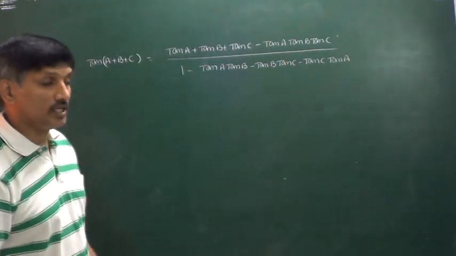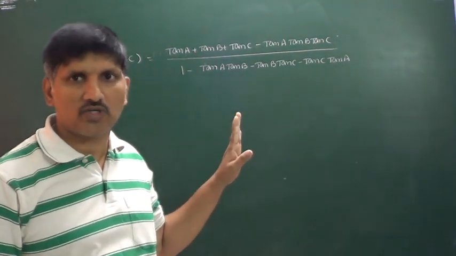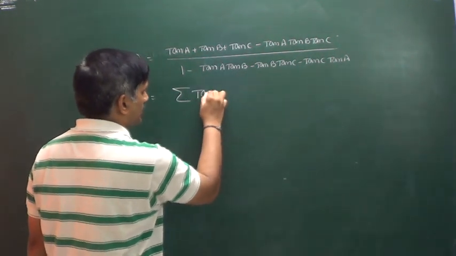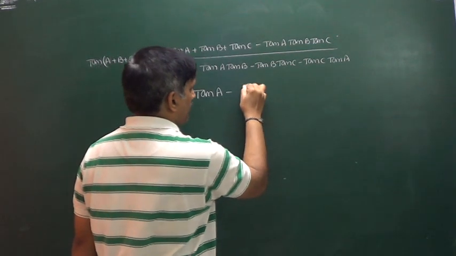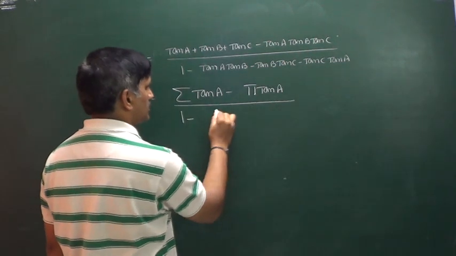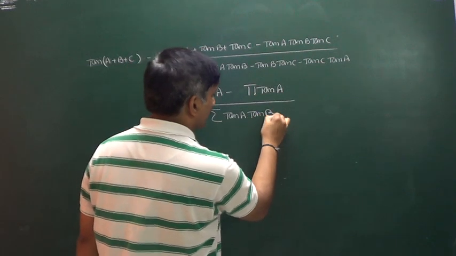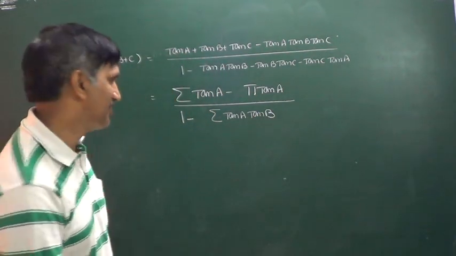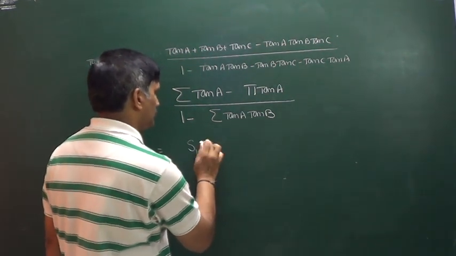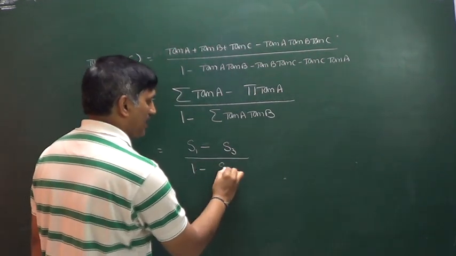Like that we can write. The same way you can derive the tan A plus B formula, like how I derived the sin A plus B formula. So tan A plus B plus C, we can write in short form as sigma tan A minus pi tan A divided by 1 minus sigma tan A into tan B. We can also write that in a different way. What is the different way? S1 minus S3 divided by 1 minus S2.